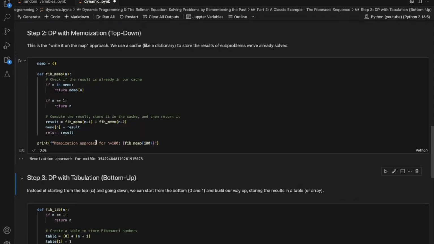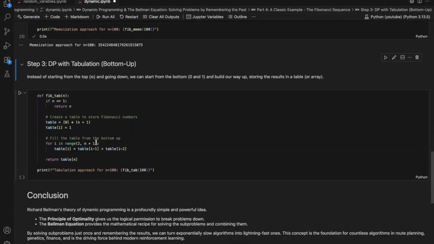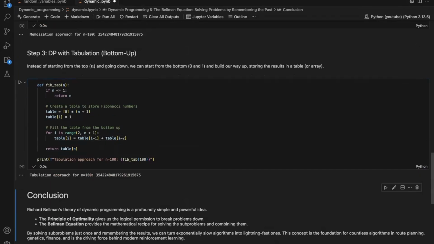Now, let's look at the second approach. This approach is tabulation, or the bottom-up approach. Instead of starting from the top and going down, we build our solution from the ground up. We create a table or an array, and we know the answers for 0 and 1. Then we just loop forward, filling in the table for 2, 3, 4, and so on until we reach our target. This is often even more efficient as it avoids deep recursion. So now let's run this code. Again, as you can see, it's as instantaneous as the memoization snippet.